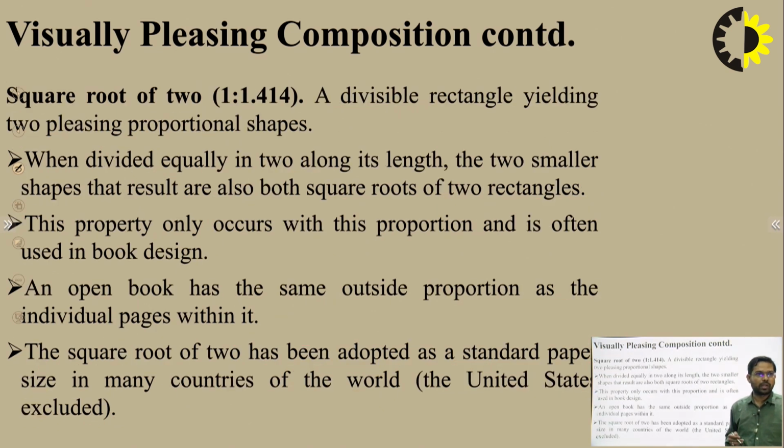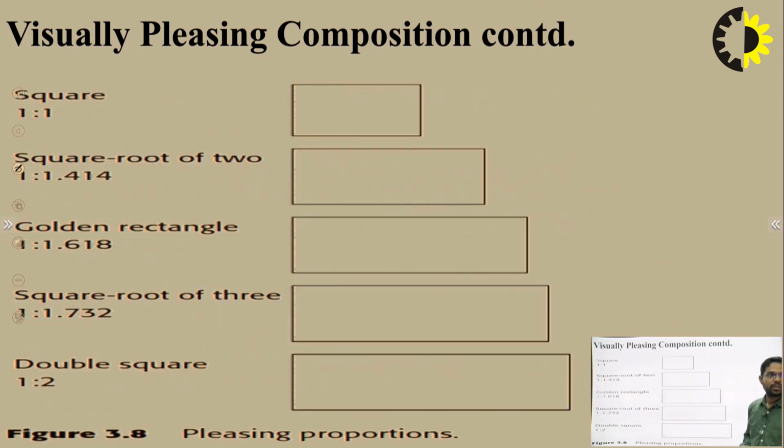Square root of 2, 1:1.414, is the divisor rectangle yielding two pleasing proportional shapes. So dividing it equally along its length, the two smaller shapes that result are also both square root of 2 rectangles. This property only occurs with this proportion and is often used in book design. An open book has the same outside proportion as the individual pages within it, and the square root of 2 has been adopted as a standard paper size in many countries of the world. For example, square root of 2, golden rectangle, square root of 3, and the double square. These are the proportions of your screen.